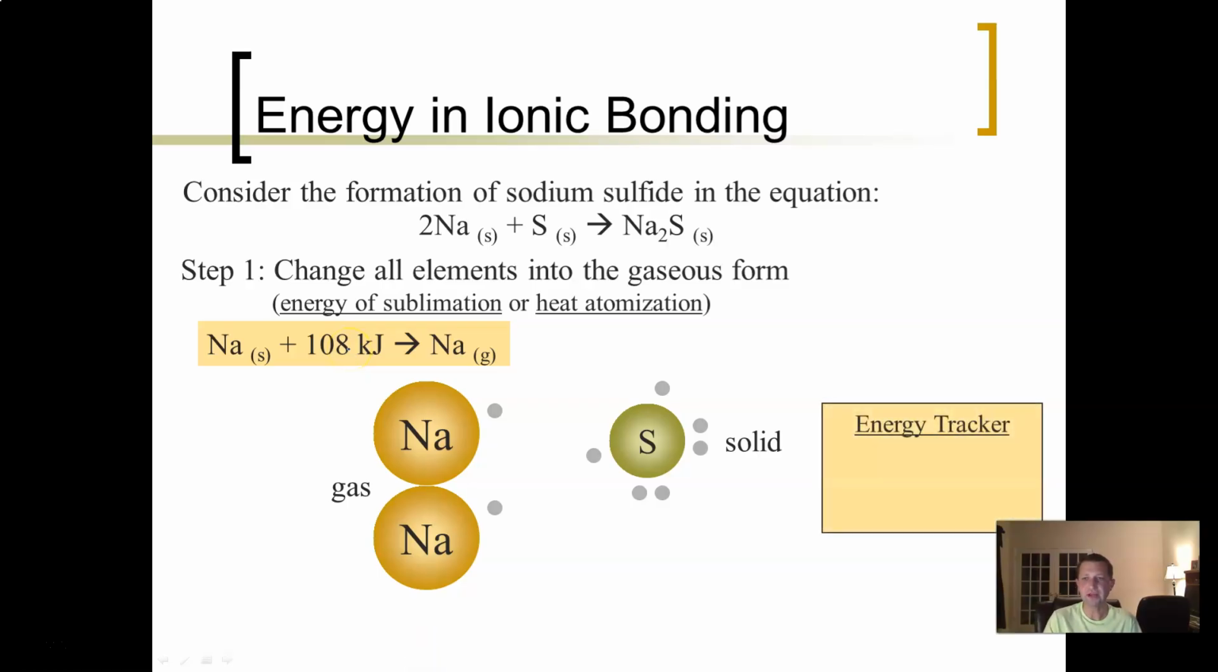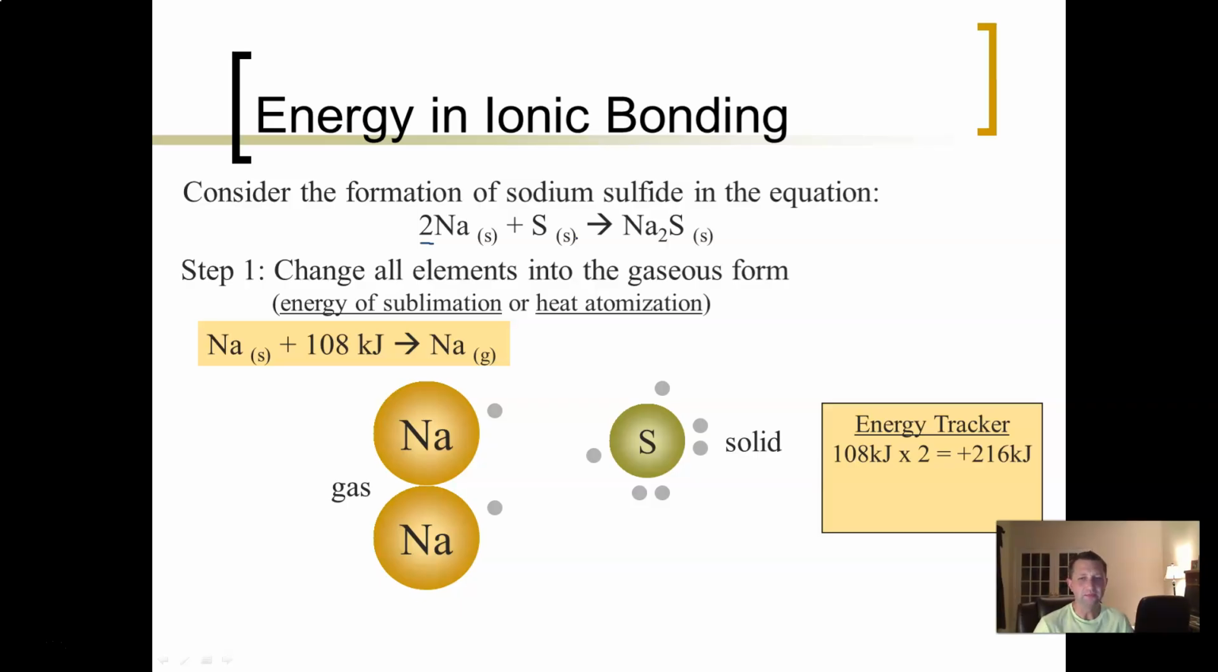So here's our energy tracker. We have sodium going from a solid to a gas. Look at your equation. You're going to have to write these. So it's really important. Sodium solid plus your 108 kilojoules, because it's an endothermic process, yields Na gas. There's 2 sodiums, though. That's why this is so important to balance your equation. Okay? You have 2 sodiums there. So you need to double that 108. So far we've put 216 kilojoules of energy into this process here.